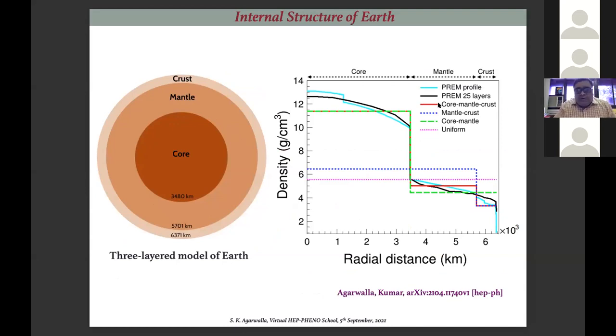So in this paper, we came up with a coreless profile of the Earth, which we call mantle crust. So we are assuming that there is no core. Let the data reject it. That is the game of this study.